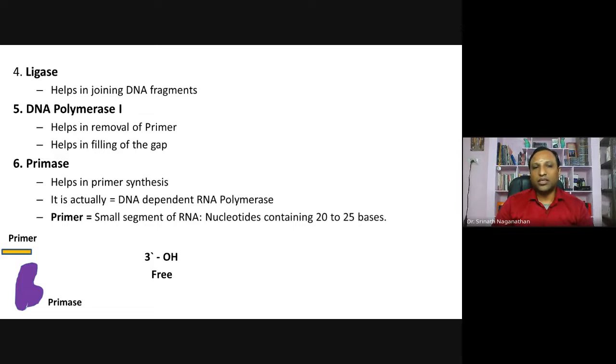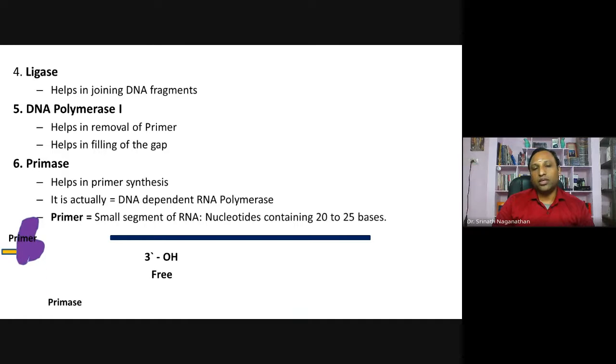Primase. It helps in primer synthesis. It is actually a DNA-dependent RNA polymerase, which is required at this particular step. Primers are small segments of RNA nucleotides containing 20 to 25 bases. The primase, on the 3' to 5' strand or 5' to 3' strand, usually joins at the starting position and synthesizes the RNA primer. After the RNA primer is synthesized, the DNA polymerase helps to synthesize a few bases as an initial sequence.